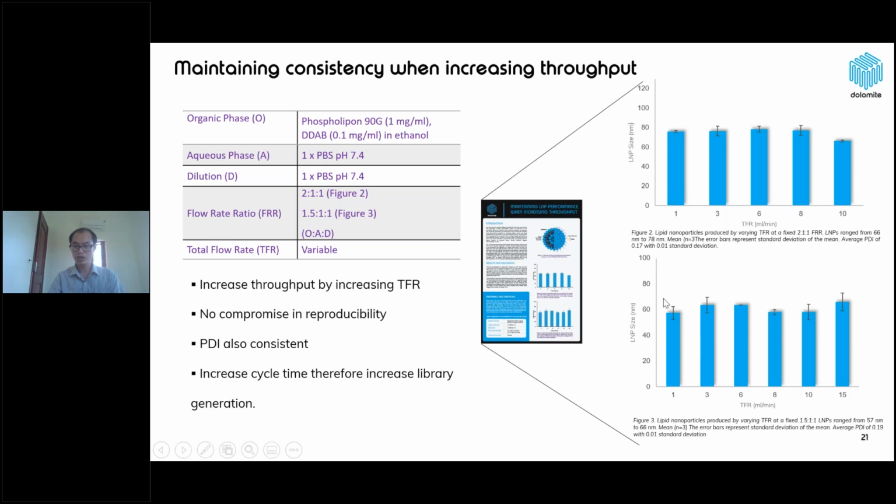The PDI value is also very consistent, with an average PDI of 0.19 with 0.01 standard deviation. And when you increase the cycle time, you also increase library generation, which is very useful for the protocol process.